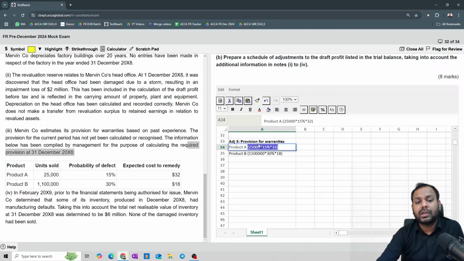Sadavrat, sorry if I'm not able to spell your name correctly. I will explain this query towards the end. Let me complete the entire question first of all, and then I will come to this query.